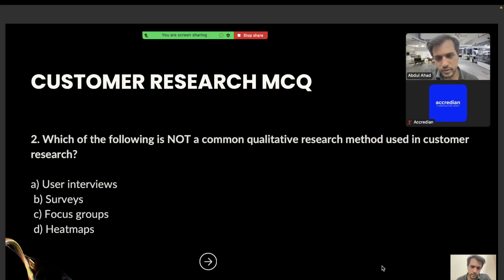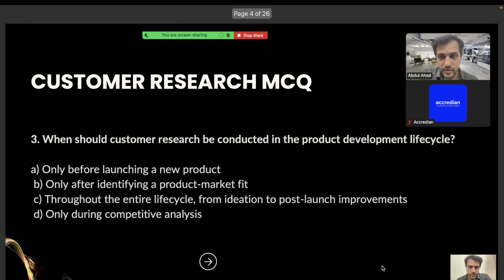So user interviews, surveys, focus groups are instances when, as a product manager, we go talk to the users and we learn information. So those are the ones which qualify as qualitative research. So the answer is going to be heat maps, which is something you learn based on the actions performed by the user while they're on your website. So answer is D.